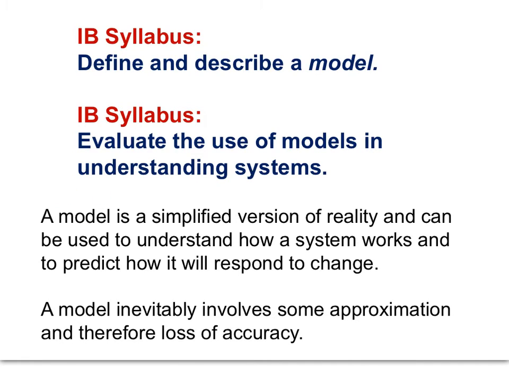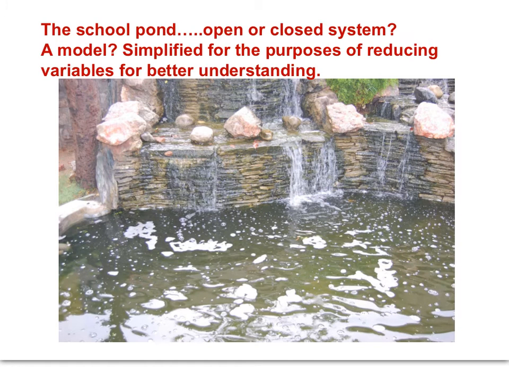And while models are simplified versions to help us understand how a system works, inevitably they involve some approximation and therefore a loss of accuracy. An artificial pond is an open system. It could be a model as a simplified system to better understand how systems work or to predict how the system will respond to change. With models, we can manipulate certain variables to see how the system changes. Or with models, we can isolate one or two variables to understand the importance of the variable in the system.